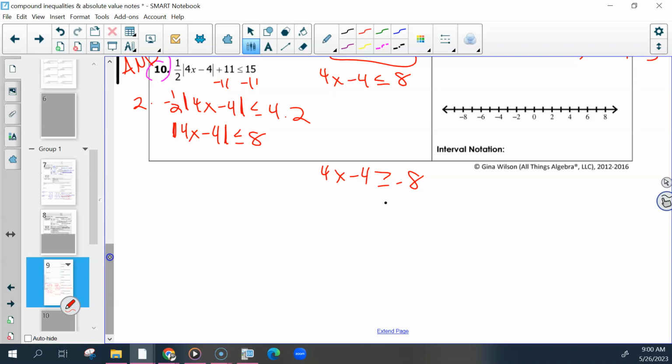Add 4 to both sides. We have 4x is less than or equal to 12, and 4x is greater than or equal to negative 4. And divide both sides by 4.